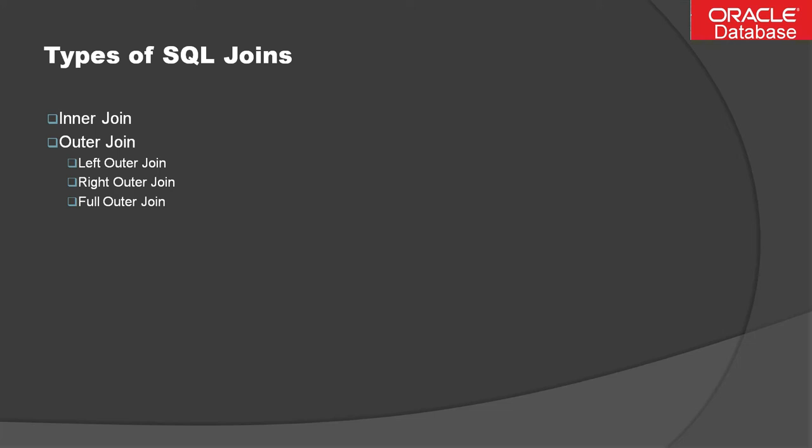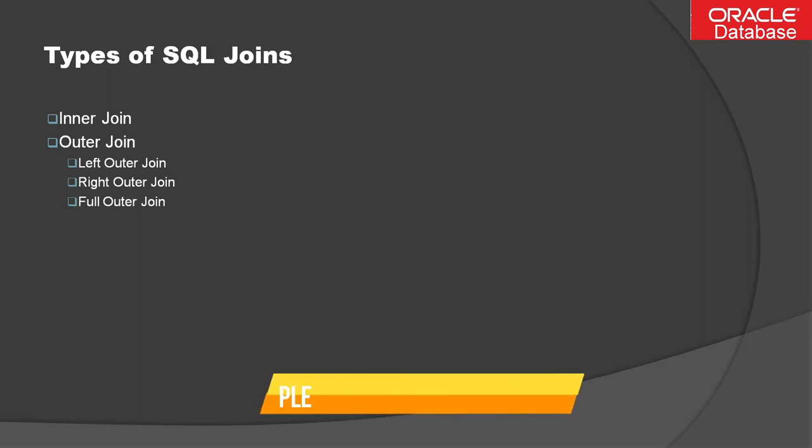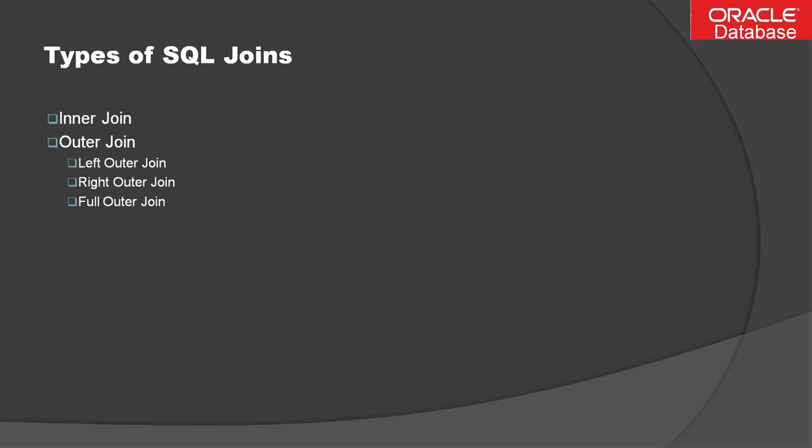Then the full outer join. The full outer join basically returns all rows from the left and right tables. It places null where the join condition is not met. So that's the full outer join.